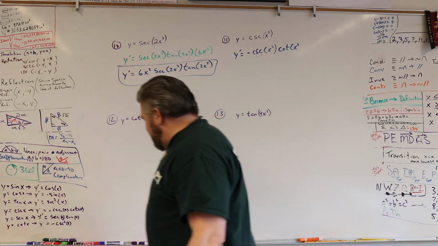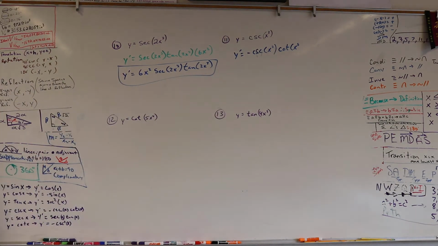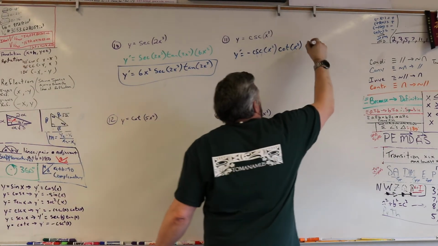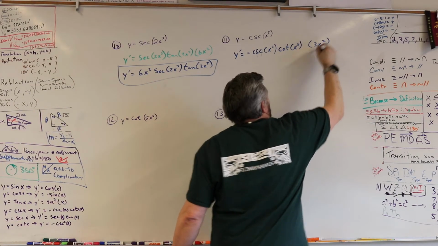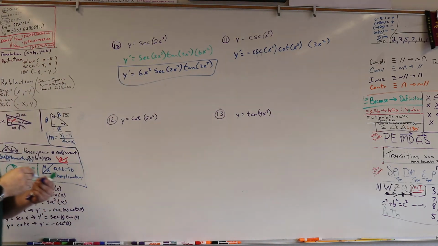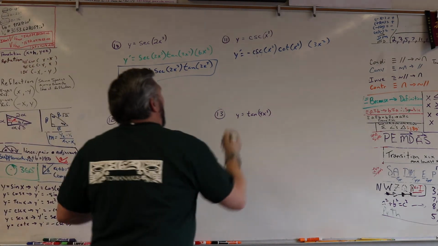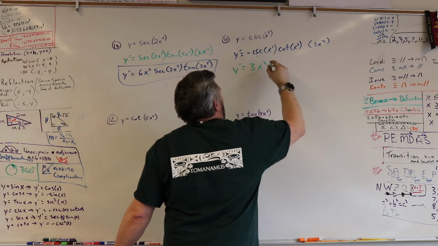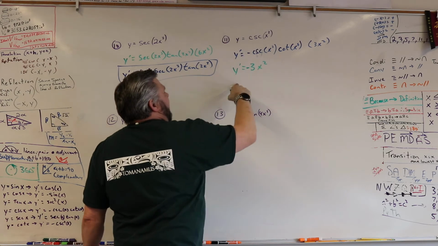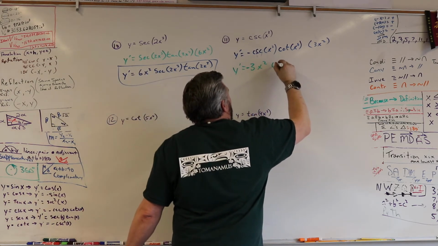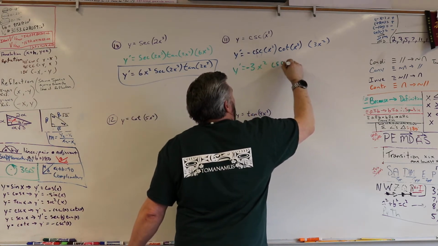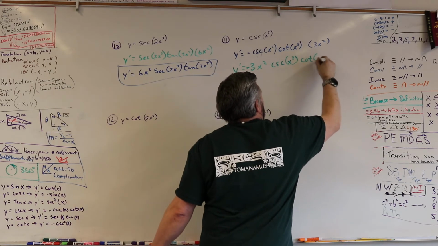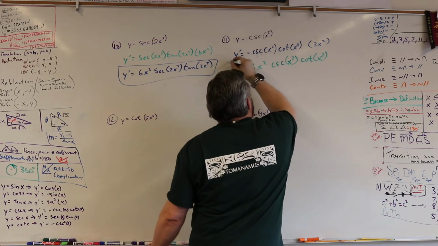Is that correct? I just want to make sure I'm doing it right. Yep. Okay, and then I got to do the inside, right? And what is the inside? 3x squared, right? We're back to that whole 3x squared thing. Okay, and so what I end up with is y prime is equal to 3x squared, negative, because that negative out in front, cosecant x cubed times cotangent x cubed. And that's it.